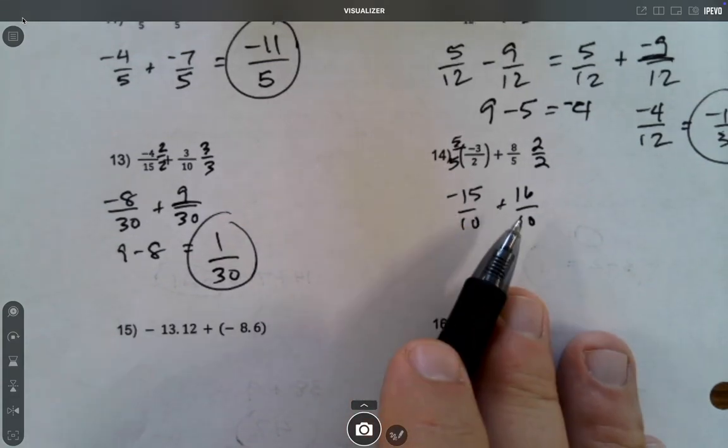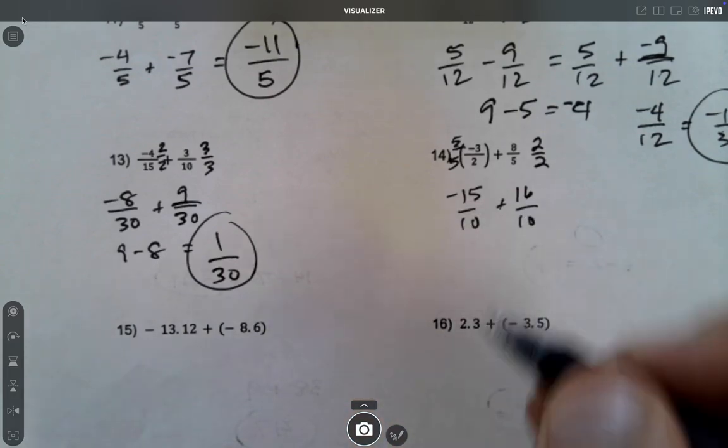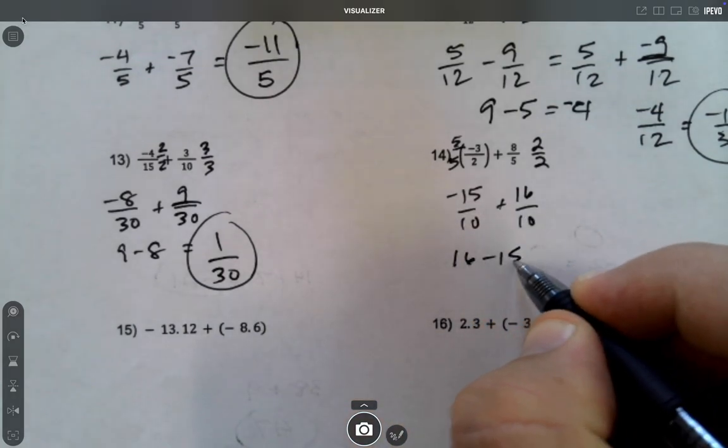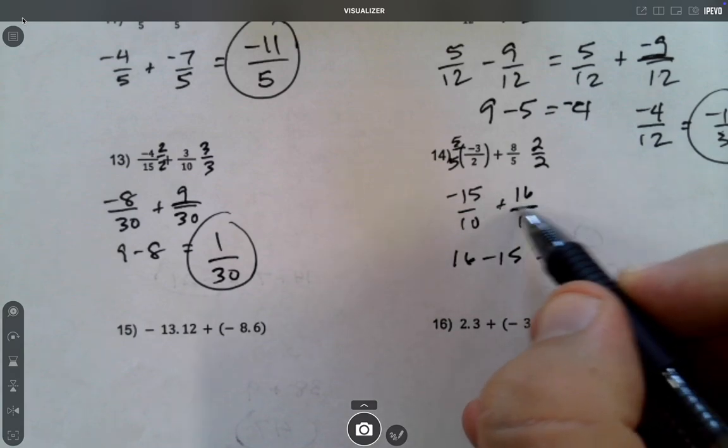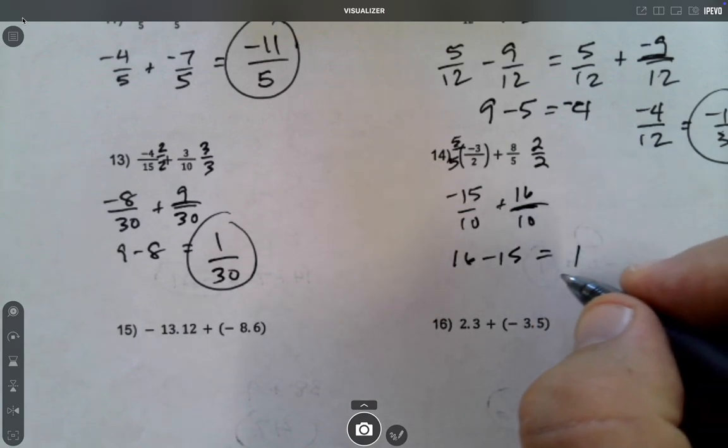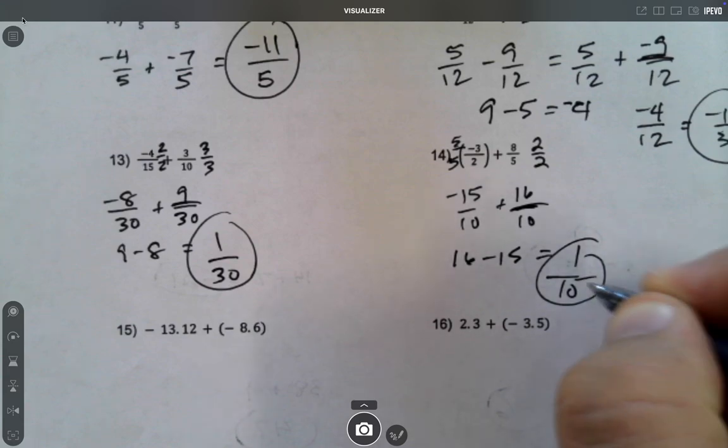These are different signs. One's negative, one's positive, so we do the bigger one minus the smaller one, and we keep the sign of the bigger one, which is the positive 16, so it's a positive 1 over 10.